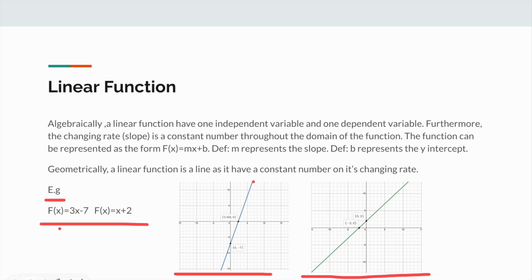For example, f of x equals 3x minus 7, or f of x equals x plus 2, where 3 is the changing rate and 1 is the changing rate, and negative 7 is the y-intercept, and 2 is the y-intercept. We could get the y-intercept by plugging in x equals 0, and we could easily recheck it as 0 minus 7 and 0 plus 2, which have been shown on the graph at the right.